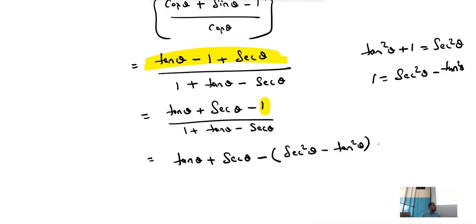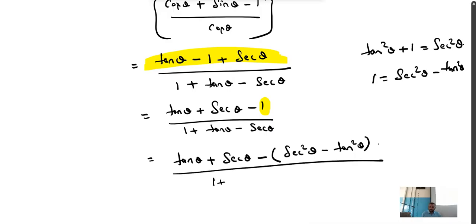Followed? How did we get this? How did we write 1 as secant square minus tan square? Because we know that tan square theta plus 1 equals secant square theta, then 1 equals secant square theta minus tan square theta, whole divided by 1 plus tan theta minus secant theta. Any doubts still here? Tell me soon if you have any doubts. Sure? No doubts? Clear?